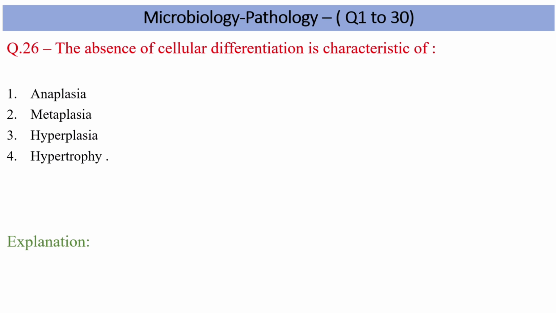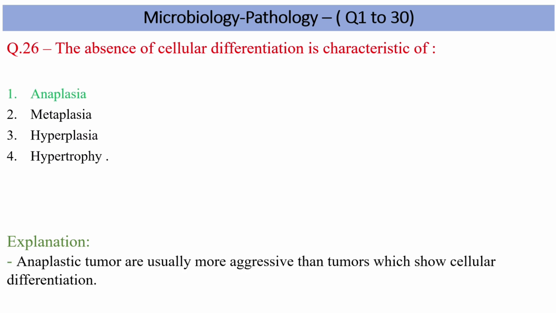The absence of cellular differentiation is characteristic of anaplasia, metaplasia, hyperplasia, hypertrophy. Correct option is anaplasia. Anaplastic tumors are usually more aggressive than tumors which show cellular differentiation.